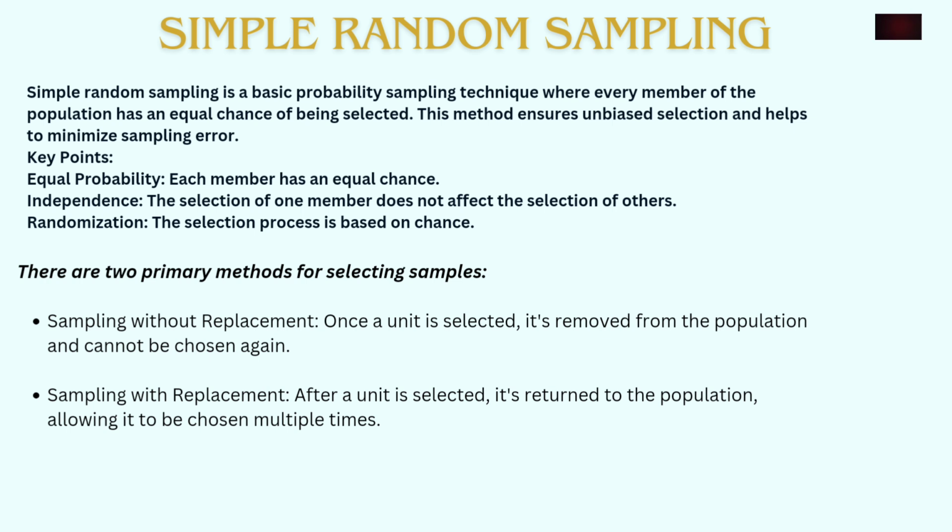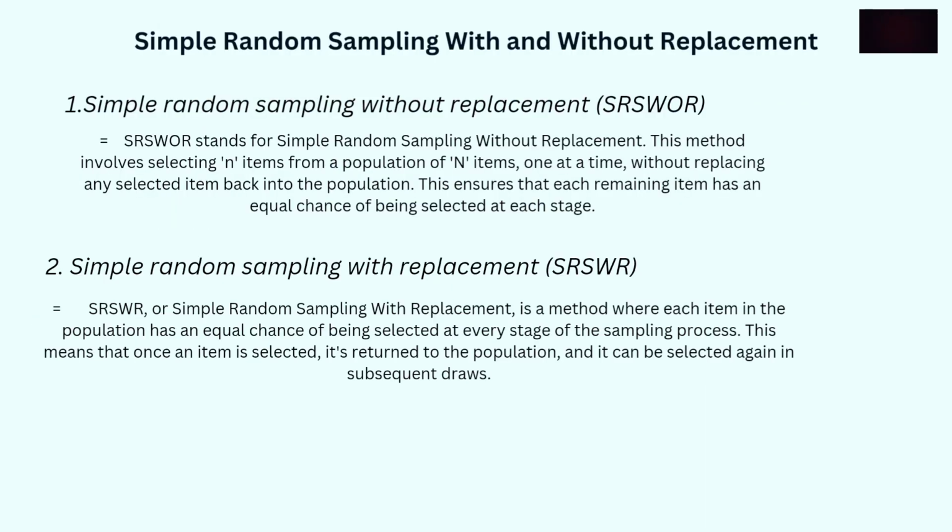And second is sampling with replacement. After a unit is selected, it is returned to the population, allowing it to be chosen multiple times, again and again. Now we will discuss further simple random sampling with and without replacement.